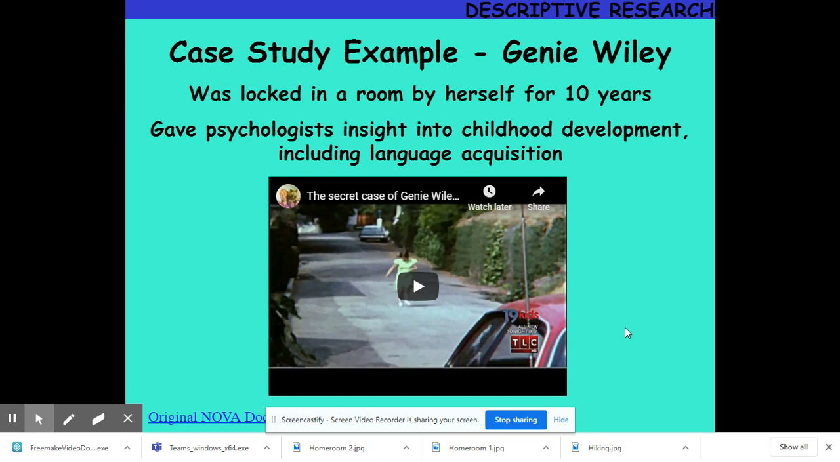And through the study of Genie Wiley, and obviously they couldn't do that ethically, but once they found her, they could research her. She helped psychologists develop a lot of what we now understand about childhood development. Most importantly, the development of language, and how if we don't start developing language by a certain age, the ability to develop it goes away.